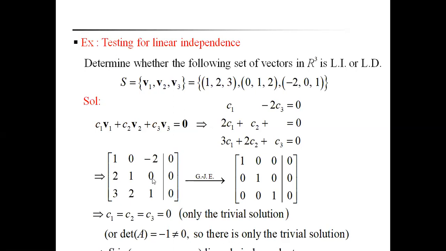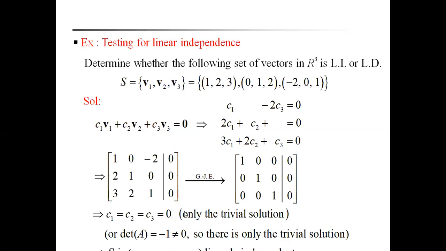Already you know that in the Gauss-Jordan method echelon form, we are using the elementary row transformations. We get 1, 0, 0, 0, 1, 0, 0, 0, 1. Here we write C1 equal to 0, C2 equal to 0, C3 equal to 0. This matrix can be written in the form of a system of equations. We get C1 equal to 0, C2 equal to 0, C3 equal to 0. That means it has only the trivial solution. Trivial solution means the values will be 0.